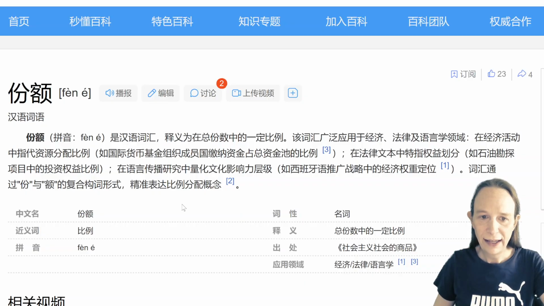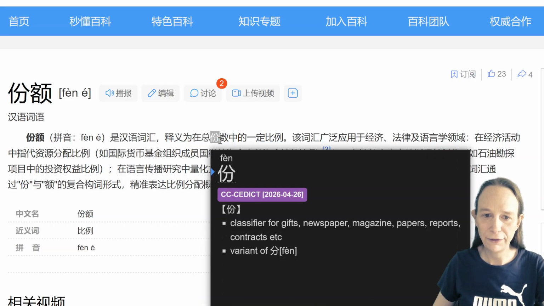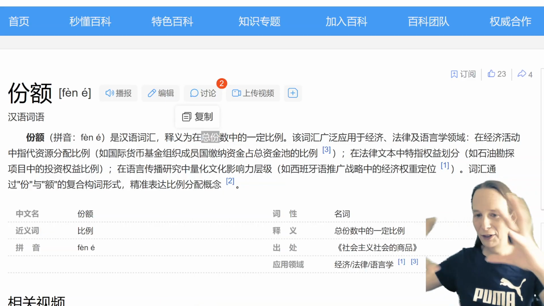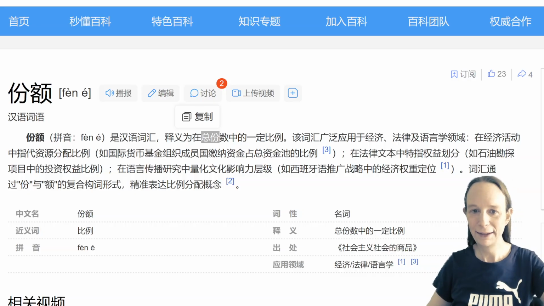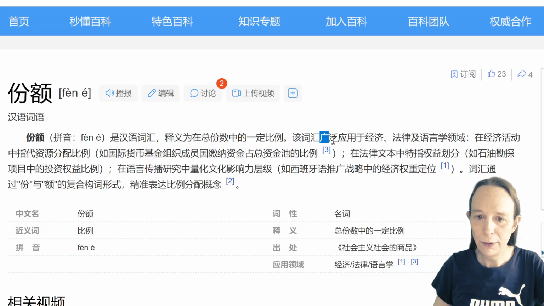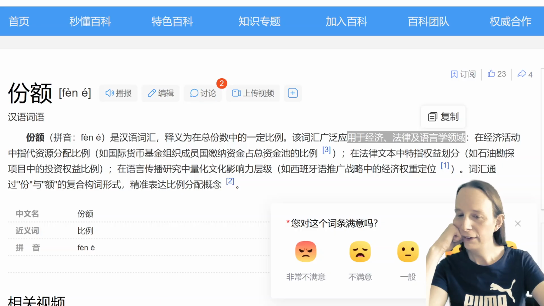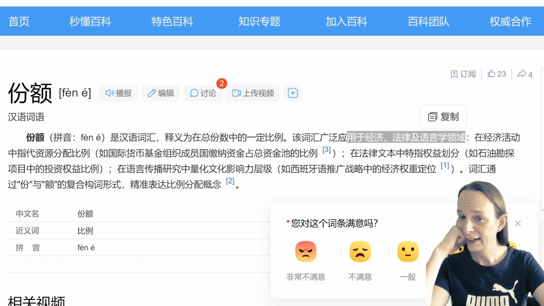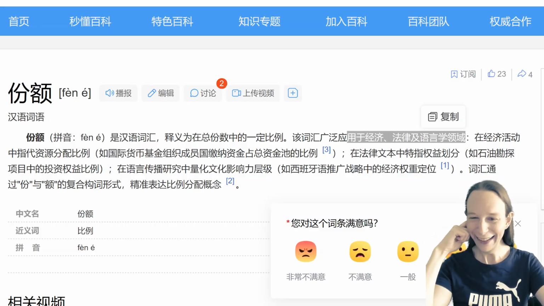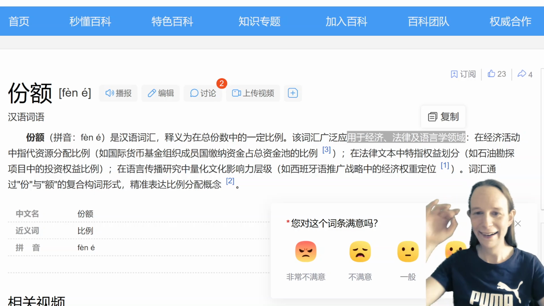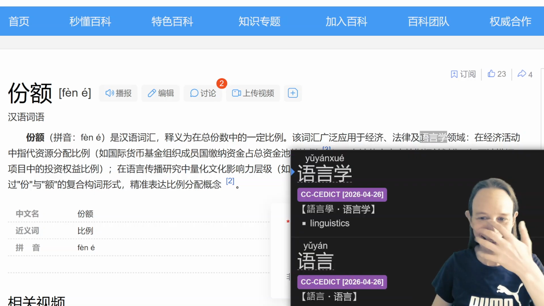是汉语词语。是为在总份数中的一定比例。So a proportion of the total 总份, the total or the sum of the portions. Okay, 该词汇广泛应用于经济、法律及语言学领域。份额 used in linguistics. Really? I don't know. What it says, it's used in linguistics.